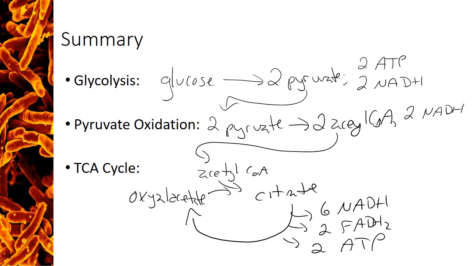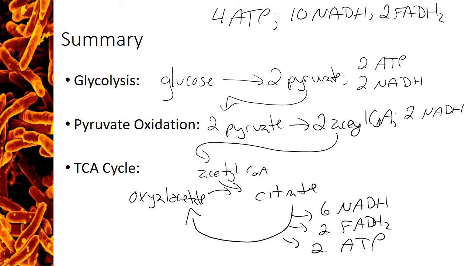If we add all of those up, that means at this point we have made 4 ATP through substrate-level phosphorylation, and we have 10 NADH and 2 FADH2, which function as electron carriers and are going to continue on to the electron transport chain.